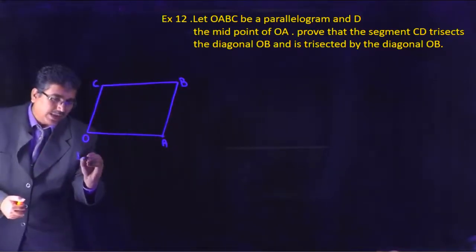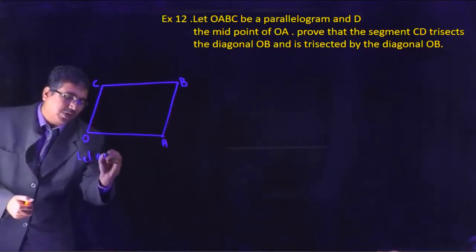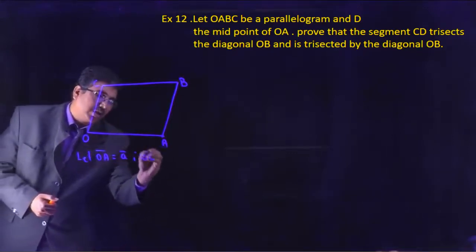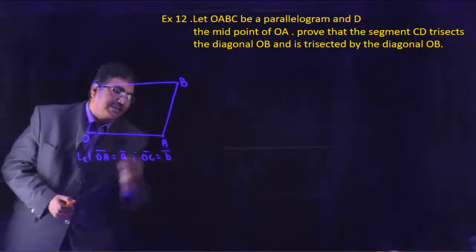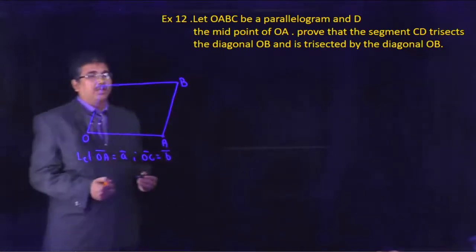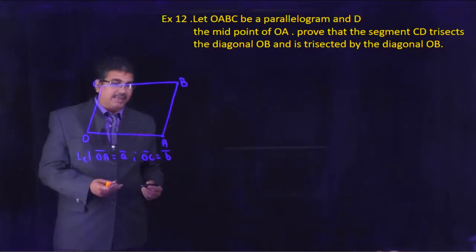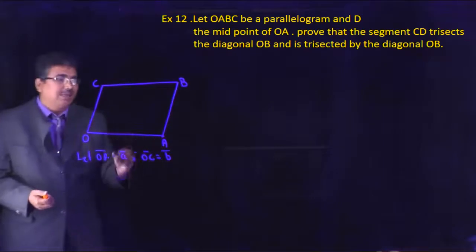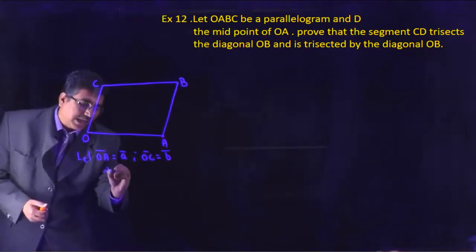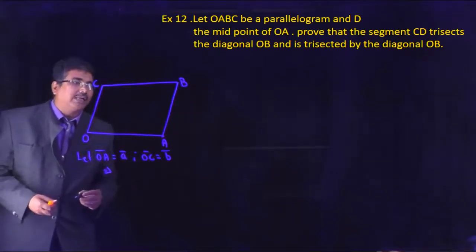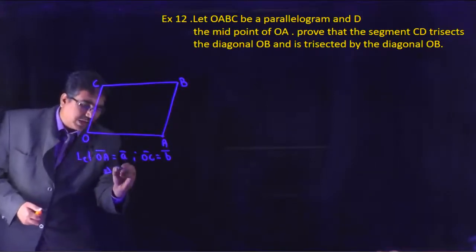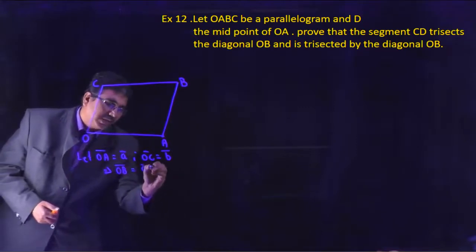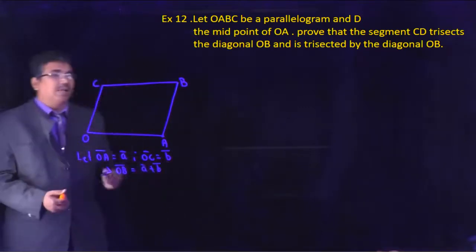Let OA bar is equal to a bar and OC bar is equal to b bar. That implies, by the parallelogram law of addition of vectors, OB bar is equal to a bar plus b bar.